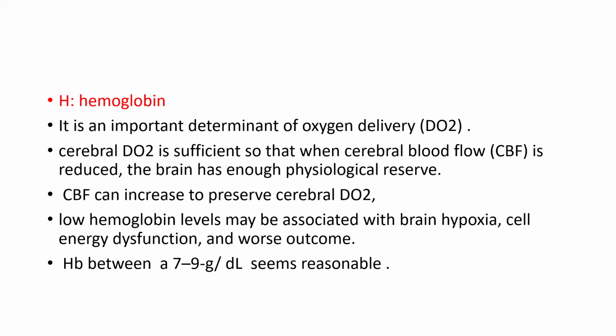So the next, H, stands for hemoglobin. It is an important determinant of oxygen delivery. Cerebral oxygen delivery is sufficient so that when cerebral blood flow is reduced, the brain has enough physiological reserve. Cerebral blood flow can increase to preserve the oxygen delivery. Now this work is mainly done by hemoglobin. So if hemoglobin levels are low, that is associated with brain hypoxemia, cell energy dysfunction, and worse outcome. So it is advised to keep the hemoglobin level between 7 to 9.